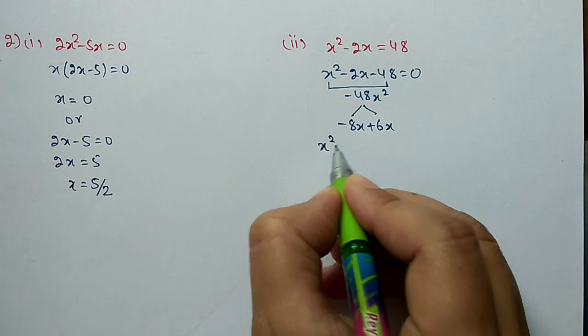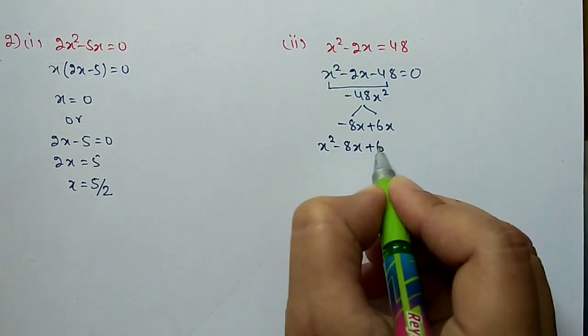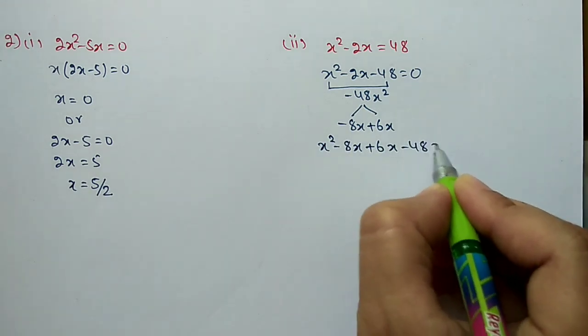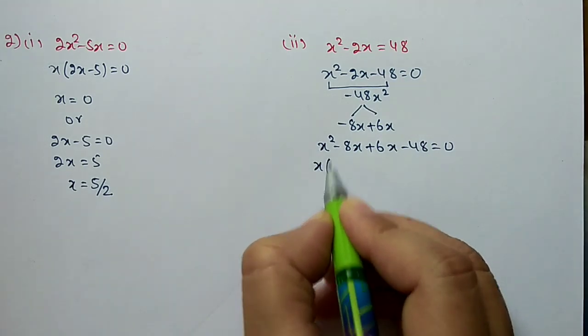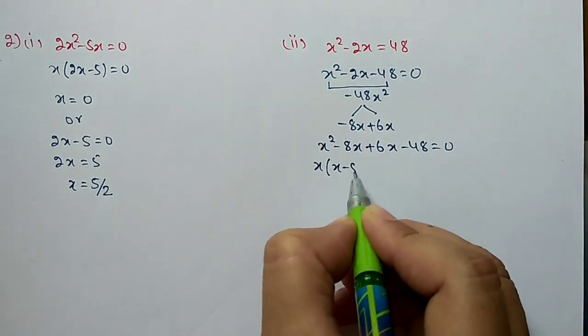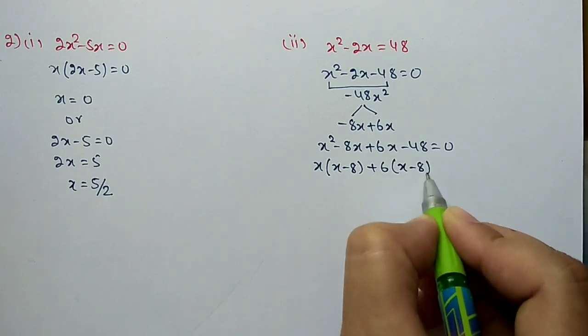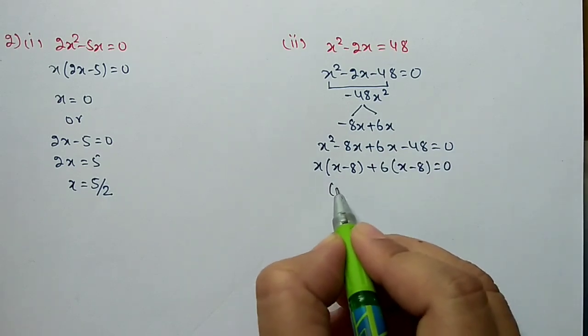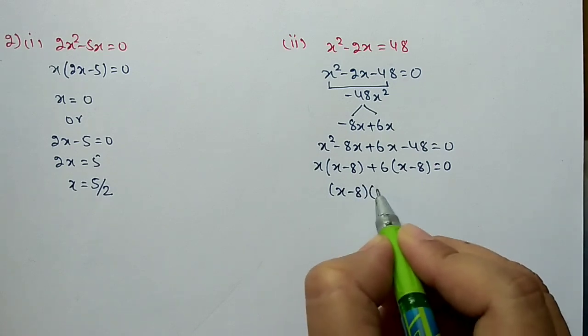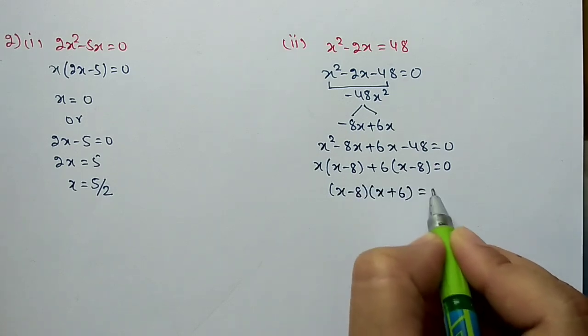Replace with middle term. x square minus 8x plus 6x minus 48 equal to 0. Take x common from the first two, x minus 8. Take 6 common from the last two, x minus 8. And now x minus 8 also we can take out common. Another bracket will be x plus 6.